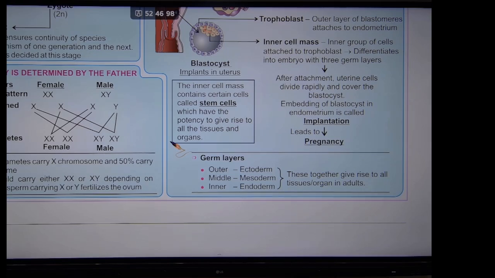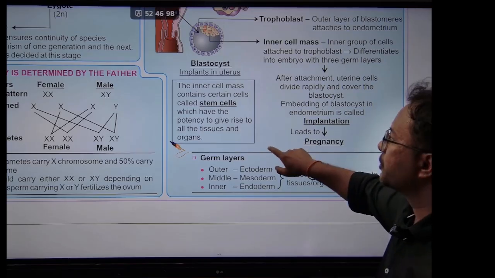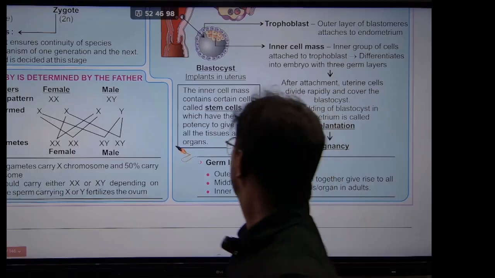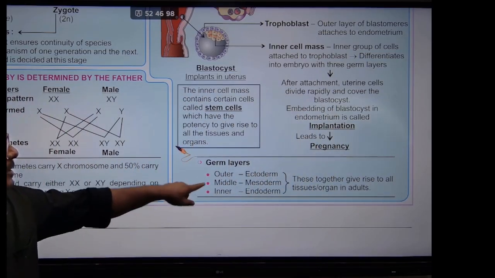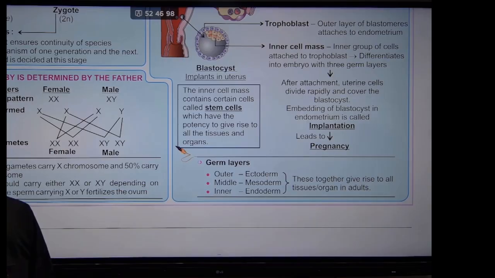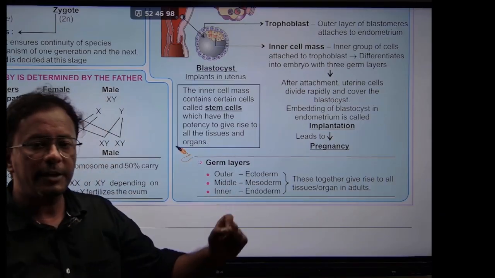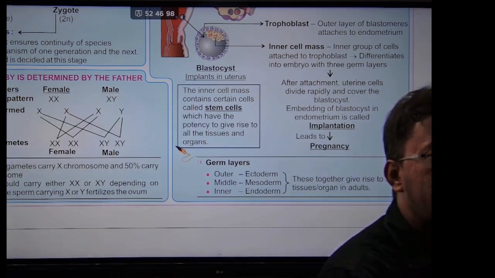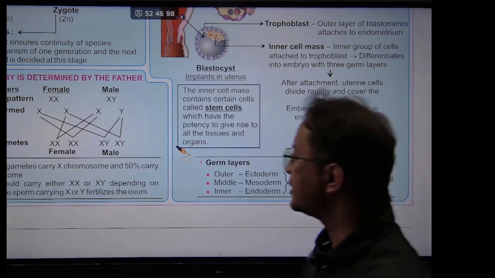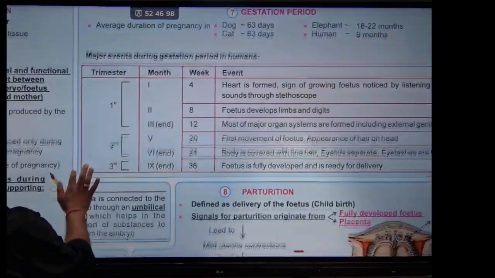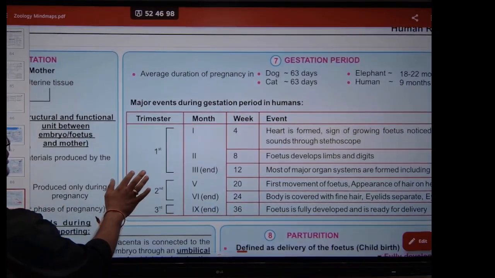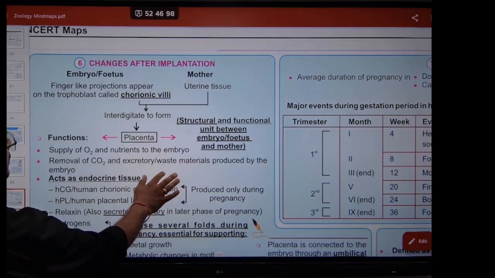Correct? Now, after the implantation, the blastomeres, the inner cell mass, differentiates into 3 layers. First ectoderm, second endoderm, and third one is mesoderm. This is the sequence: ectoderm, endoderm, and then mesoderm. So, all these 3 layers are responsible to form every tissue, every organ of the fetus. And what are the changes that you notice during gestation? Tell me, guys. So, average duration of pregnancy in humans is, how much is it, guys?